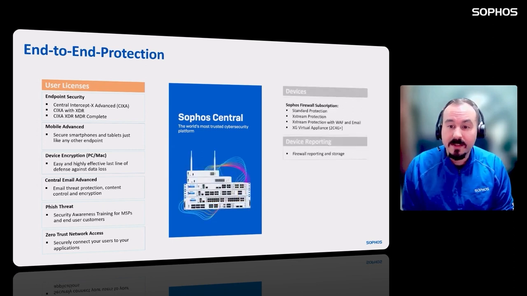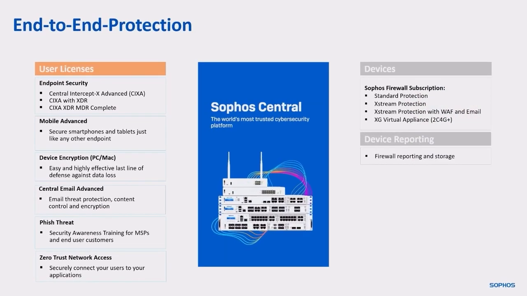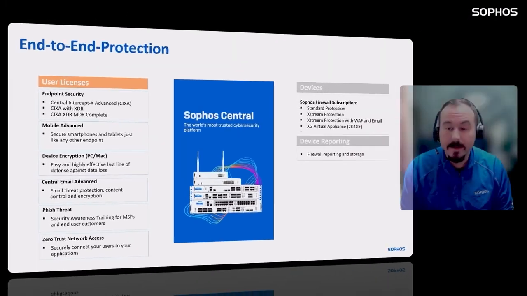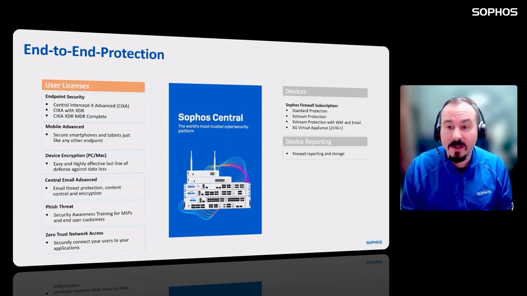Now, we also have device licensing. For the devices, all of the firewall software subscriptions are available. Those are the standard protection, the Xstream with WAF and email, as well as the virtual appliances. Now, Sophos does not have hardware as a service. So when you're ready to buy a firewall, you would traditionally purchase the hardware up front, and then you have these software subscriptions that can be monthly. If you're looking at a virtual firewall as a service, you can have all of that monthly, the appliance as well as the subscription.